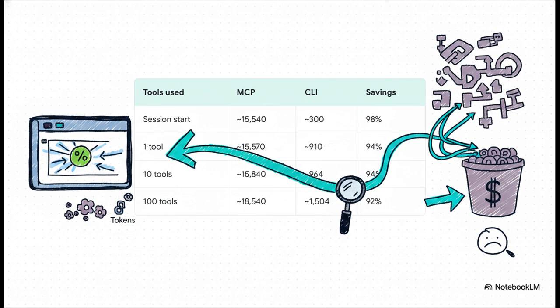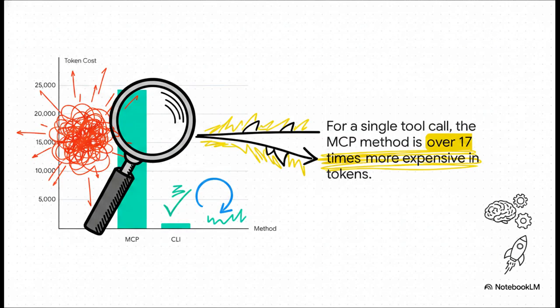But okay, let's look at the numbers, because this is where it gets really wild. Right at the start of a session, the CLI approach saves a whopping 98% of the token cost. But check this out. Even after using one tool, MCP is still costing you over 15,000 tokens, while the CLI is under 1,000. That's a 94% saving. And that insane efficiency basically holds up even as you start using more and more tools. To put it another way, just look at this difference. For the simple act of using just one tool, the old MCP method is over 17 times more expensive in tokens than using the CLI. That's not just a little improvement. That's a completely different league of efficiency.